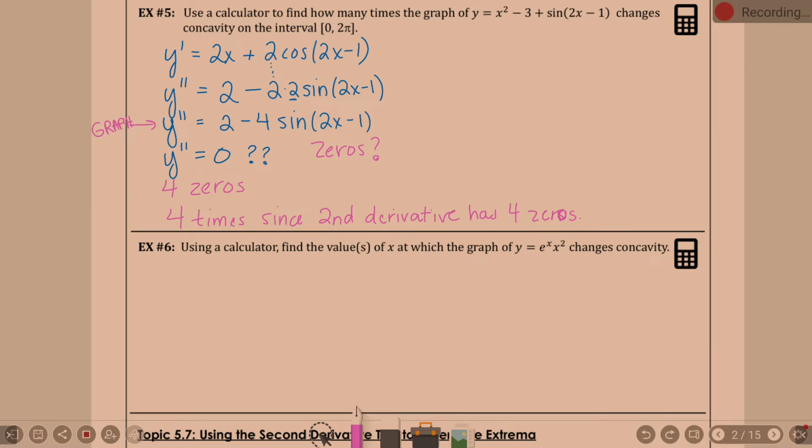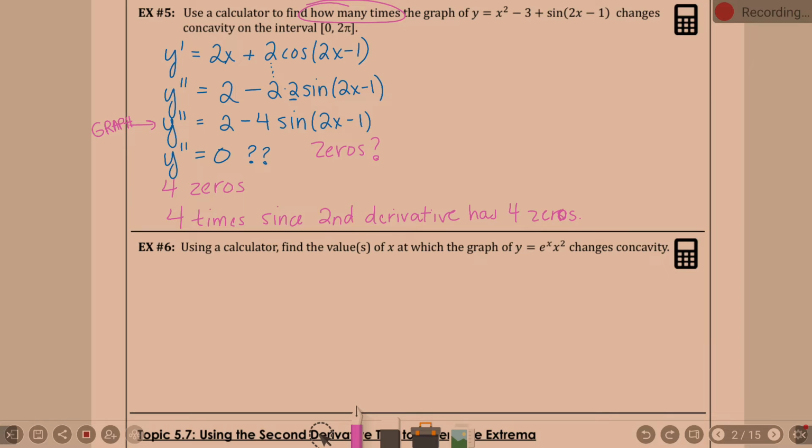I have them written. As a side note, I went through and found the zeros and wrote them in my notes, but what did the question really ask? How many times? Could you find the places it changes concavity if you needed to? Why, certainly. Sounds like a waste of time for me right now, though. Okay? Now, I think with that in mind, we'll see how time goes.